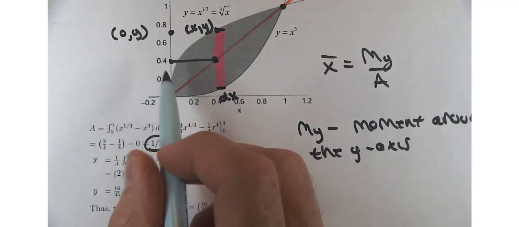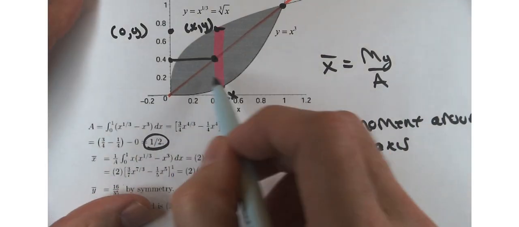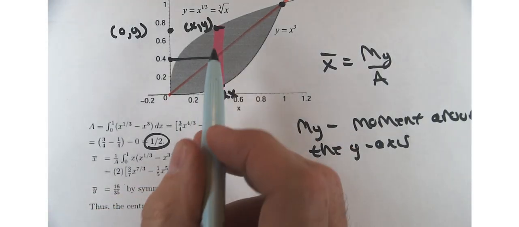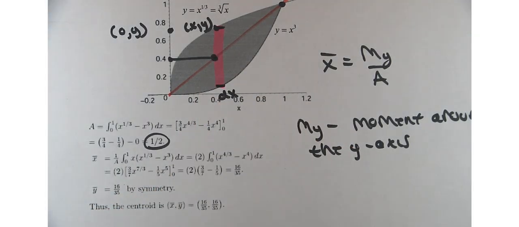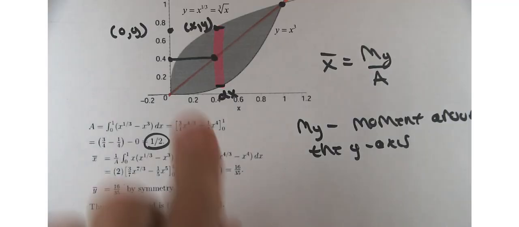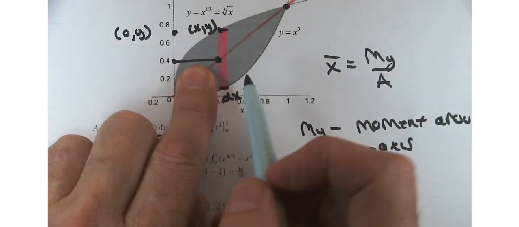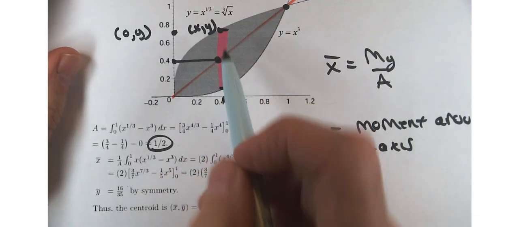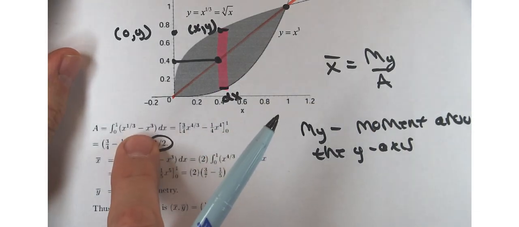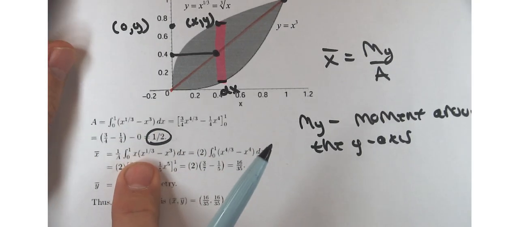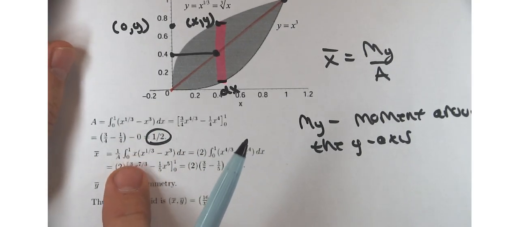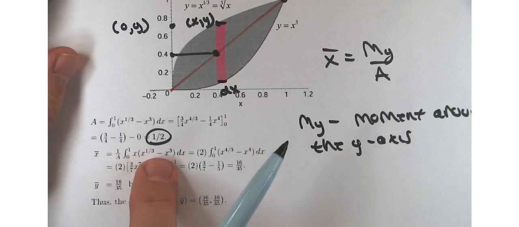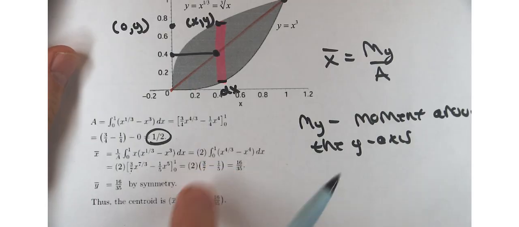So we're going to multiply that distance times the area of this slice. So basically, the force, which is the area of the slice, times its perpendicular arm here, or the distance to the y-axis. So that gives us x times its area. That area expression is the same as what we had up here. So if you put an x in here, we get that expression for the area. x times the area. Distribute that and then integrate.